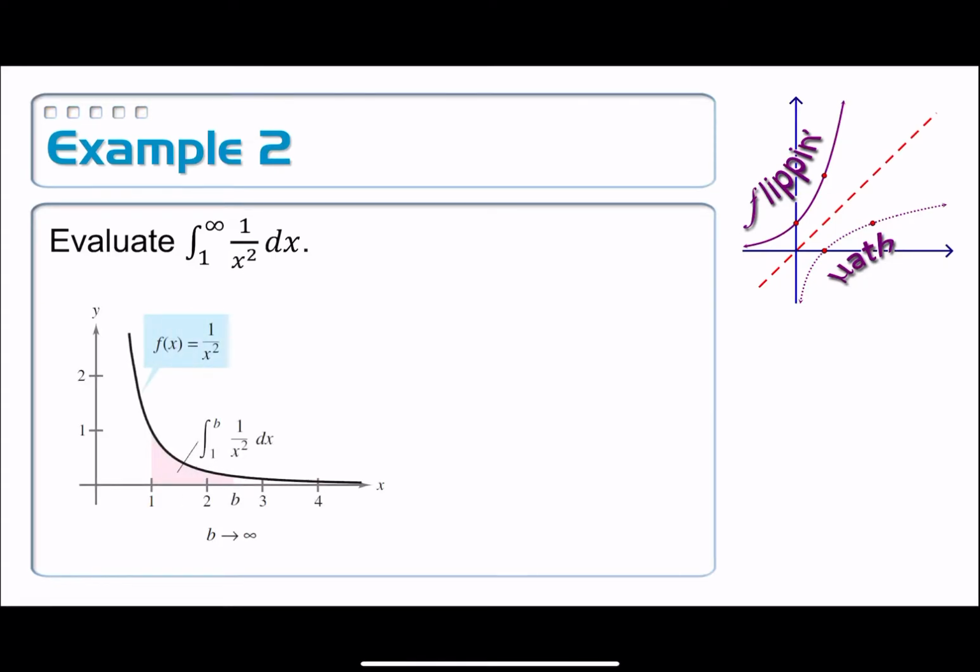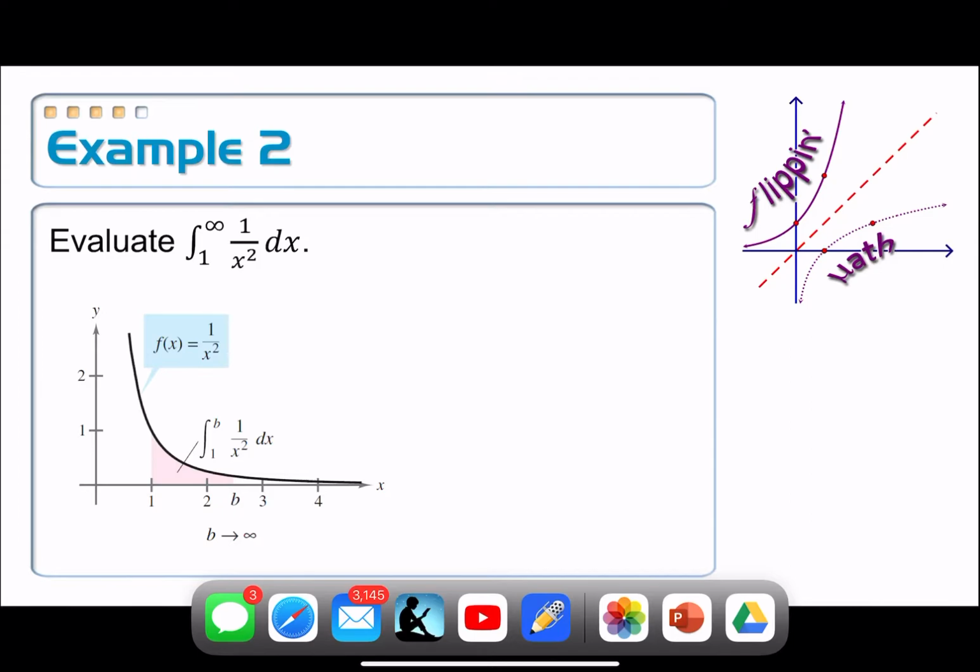We're starting this little pink region here, and remember what we're going to do is get rid of that infinity. We're going to replace it with a b. You can see b is in the picture, and then take the limit as b goes to infinity and see if this approaches a particular number or if it's unbounded. So let's take a look at that one.